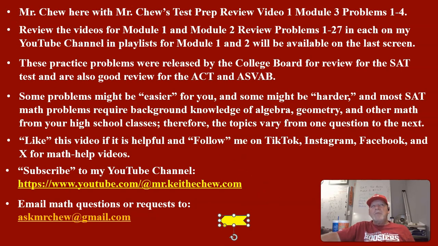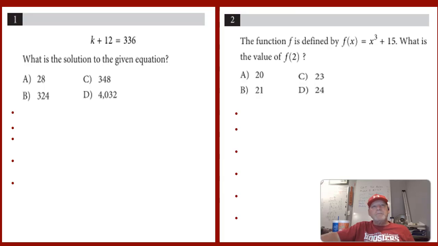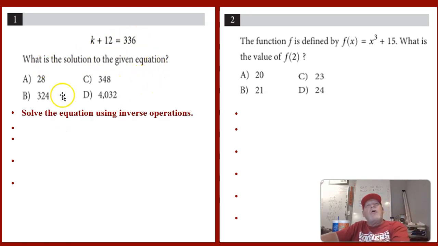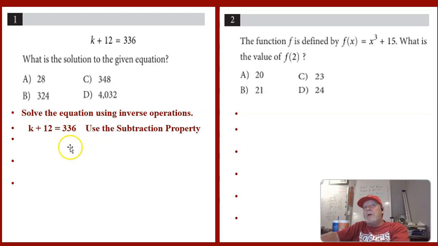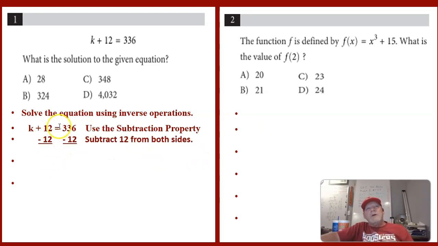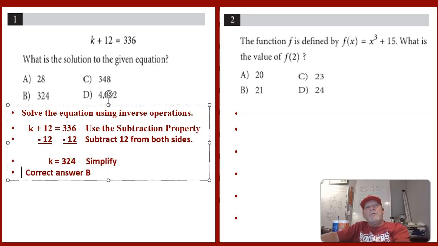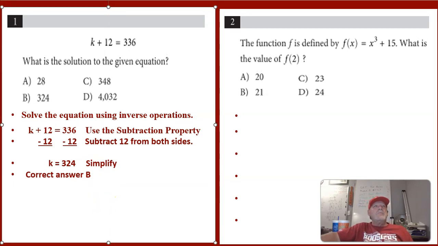Now let's get to problems 1 to 4 on Module 3. If k plus 12 equals 336, what's the solution of the given equation? This is just showing you there are basic algebra questions where you can solve this by doing the inverse operations. So I use the subtraction property of equality. That means I'm going to subtract 12 from both sides to undo the addition of 12. So minus 12, and it crosses out on the left. And I get k equals 324, which is answer B.